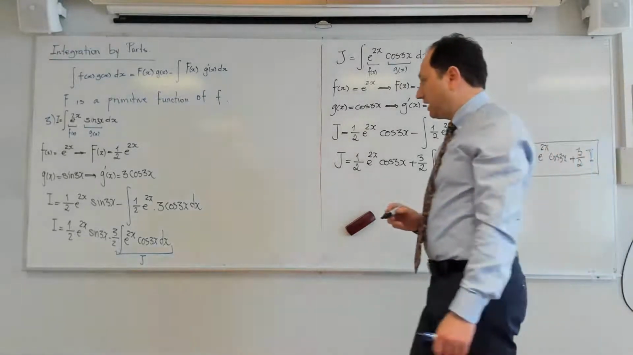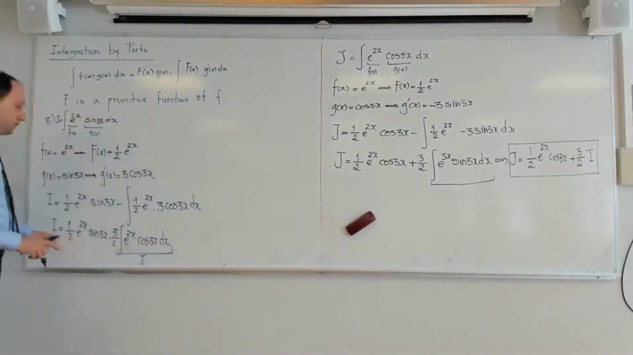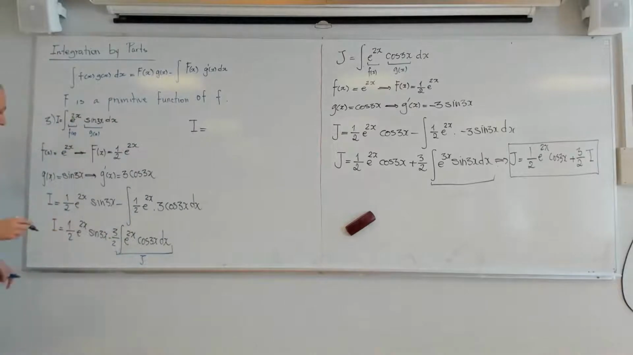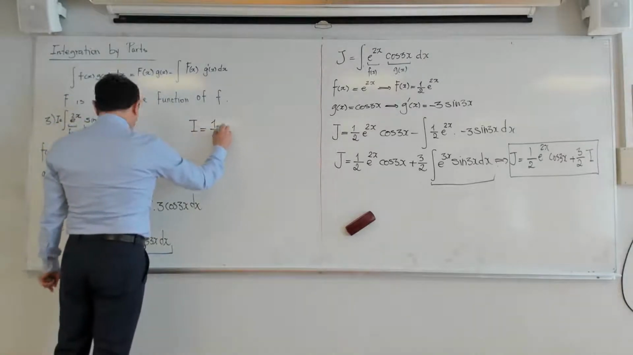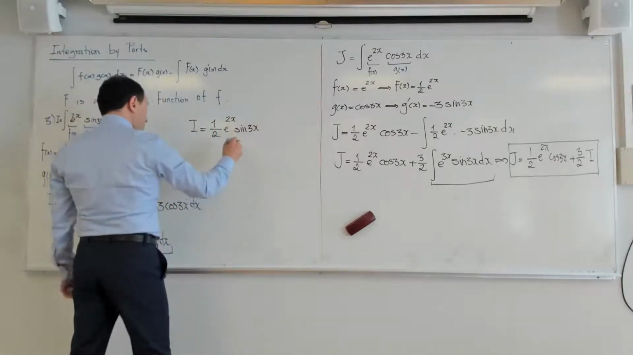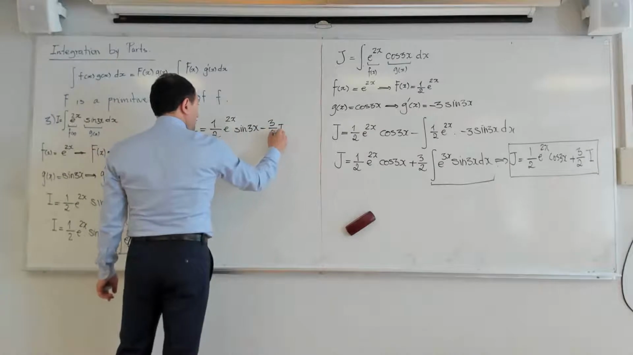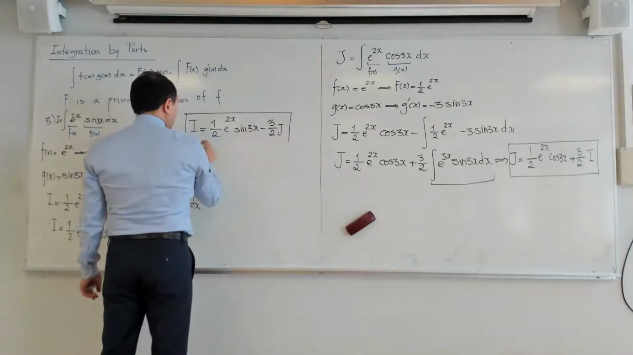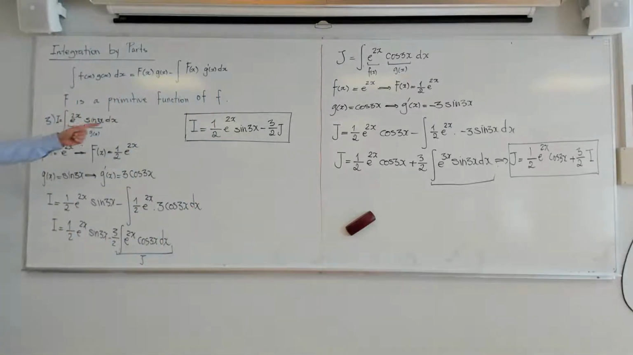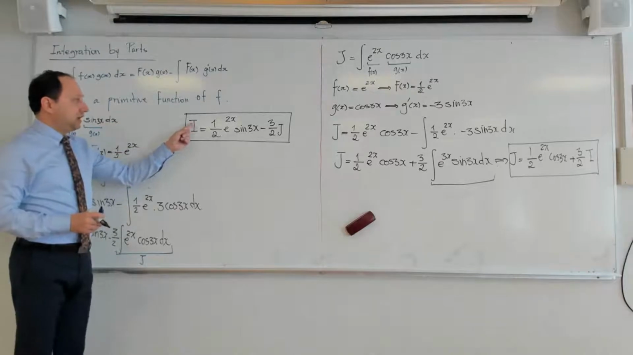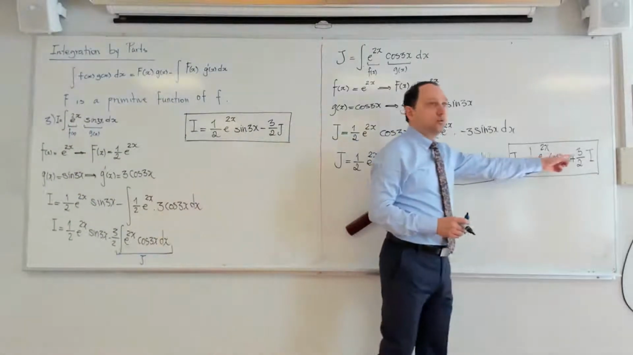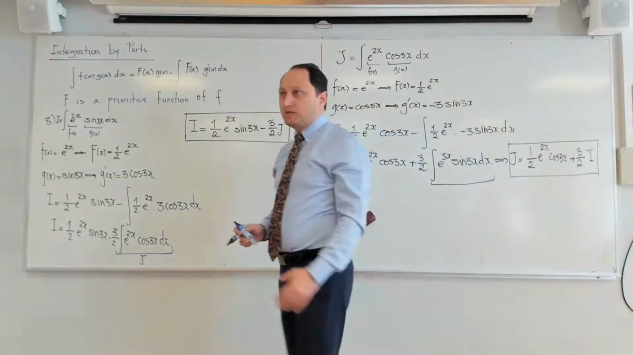Yes? But now do you see what's happening? Let me write this one as well. So I would write I is equal to 1 over 2 e to the power of 2x sine 3x. And then this is a minus 3 over 2 j. Yes? So, in order to be able to calculate I, I need to know j. In order to be able to calculate j, I need to know I. So how can I get out from this loop?